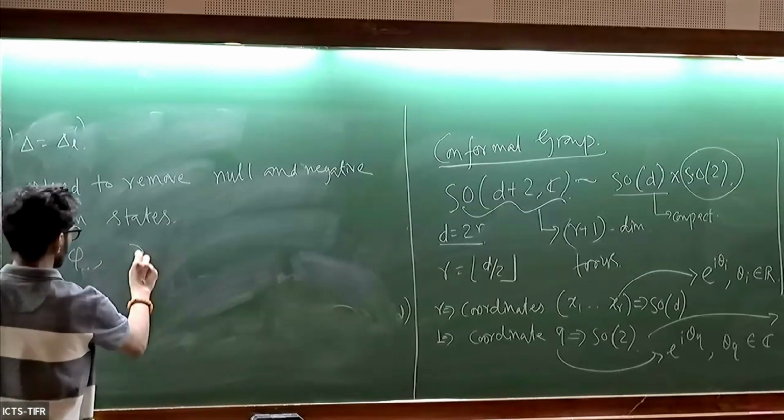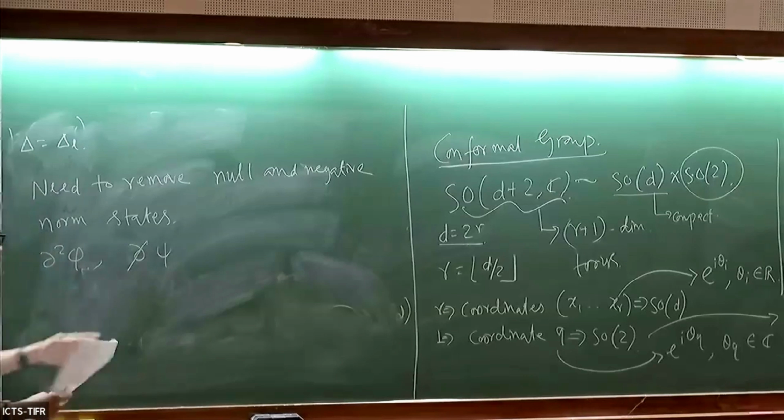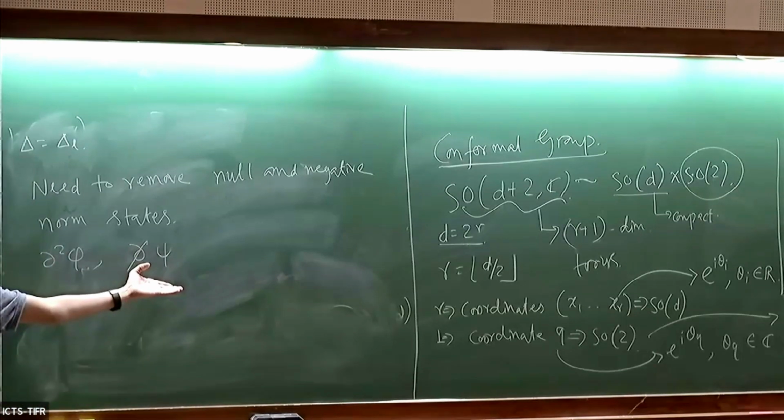Similarly, for the fermion, del psi equal to 0. So for the fermion field, when you act with del on it, those states you construct, you have to remove from the primary state.